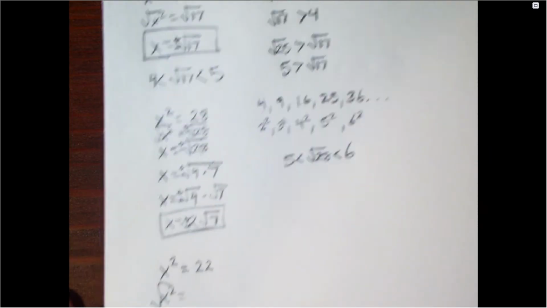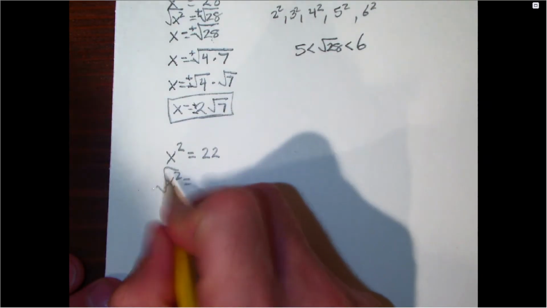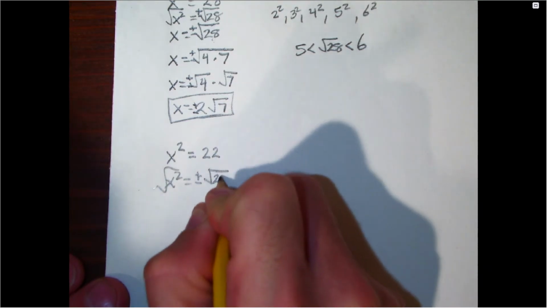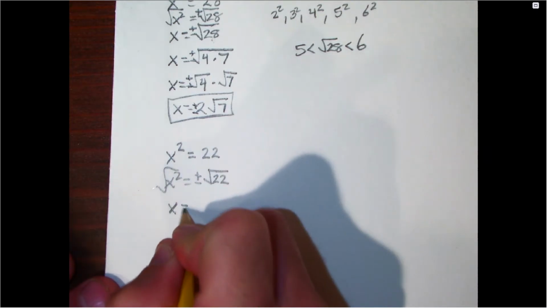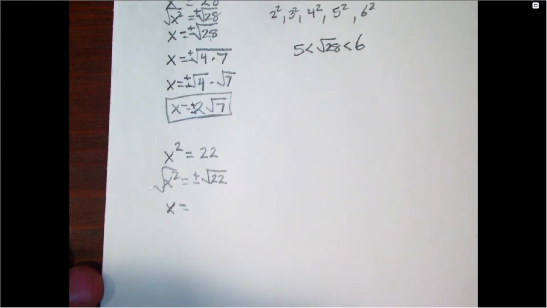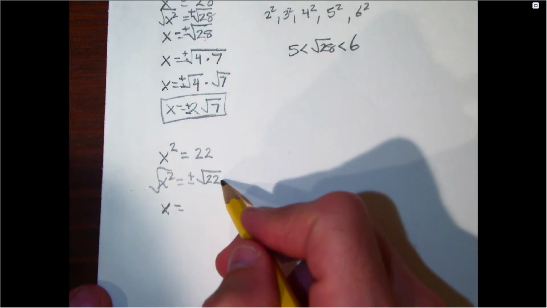Okay, so let's get back to this last example. X squared equals 22. That means the square root of x squared equals the positive or negative version of the square root of 22. The square root of x squared is then x. And this equals, well, does 22 have a nice perfect answer? Is 22 a perfect square itself? No. We know that this is going to be less than 5 and more than 4. Can I break this up?